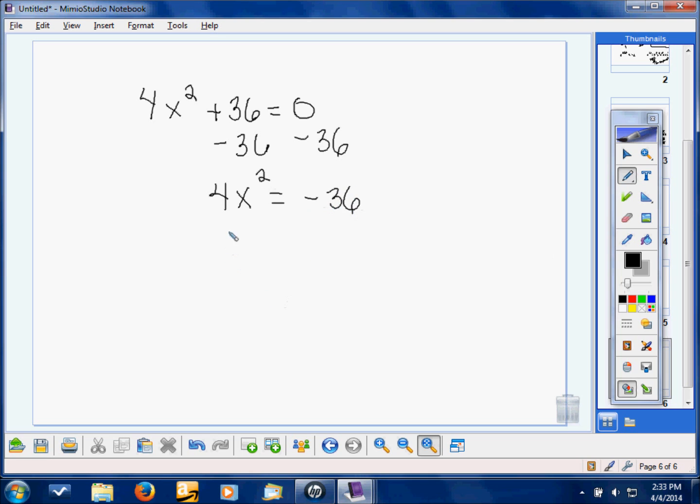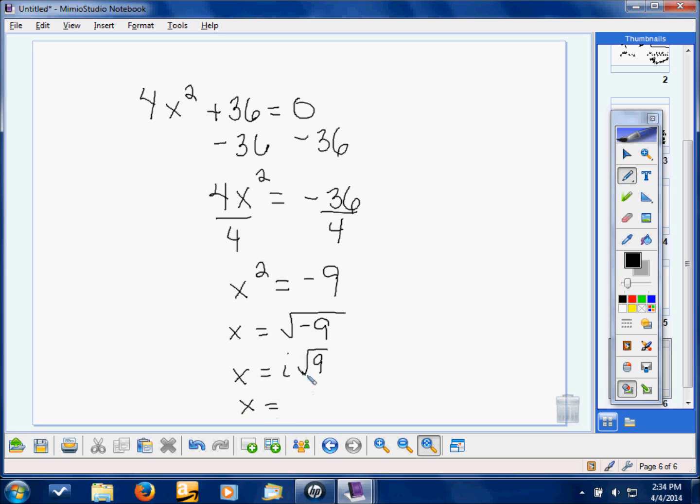Divide by 4. So x squared is -9. So we need to square root both sides, right? Yep. So x equals square root of -9. Preston, what's that do for you? We're gonna do x equals i square root of 3? Square root of -9 is just 3.